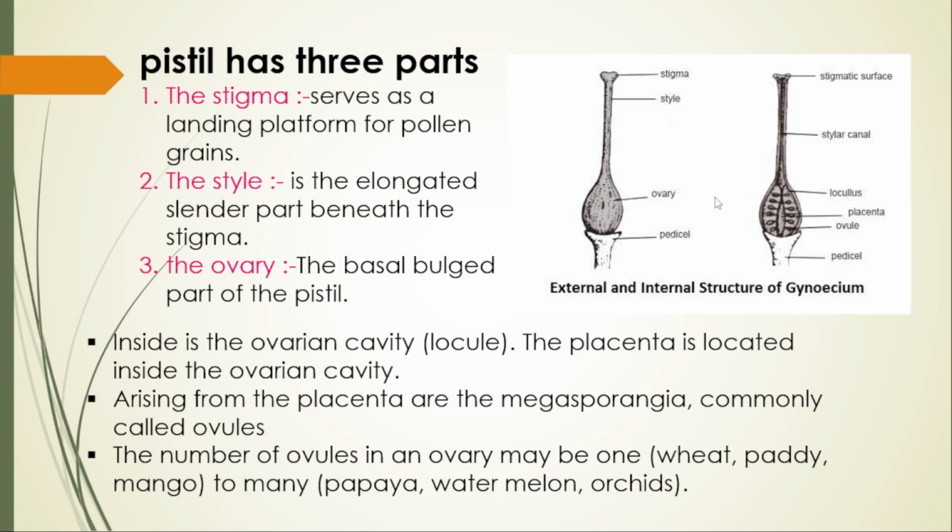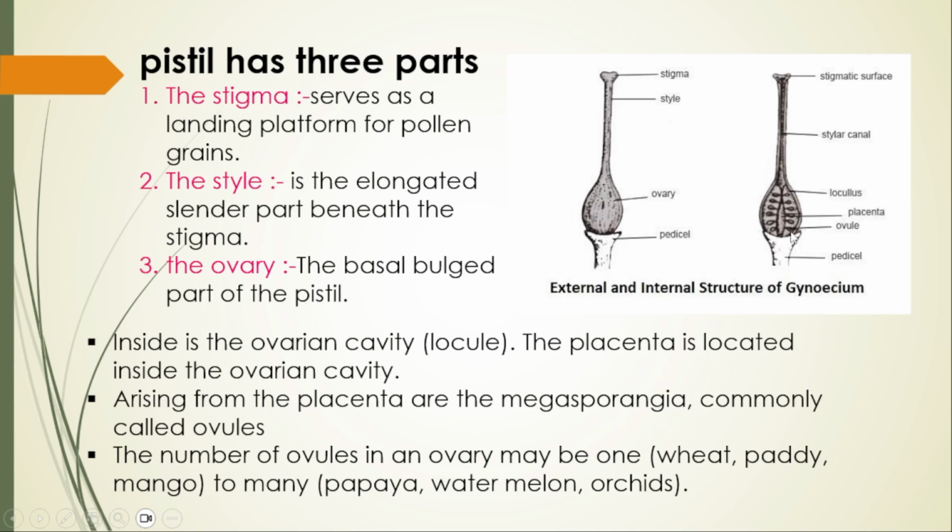Inside the ovary there will be the ovarian cavity. This is all filled with a cavity. That is called the ovarian cavity, which is also called the locule. The placenta is located inside the ovarian cavity. Placenta is the attachment of the ovule to the ovary wall. This is the placenta, the bulged portion you can see. Arising from the placenta are megasporangia, which are commonly called what?